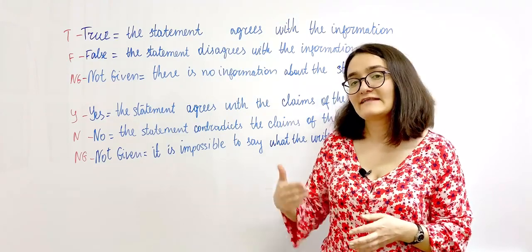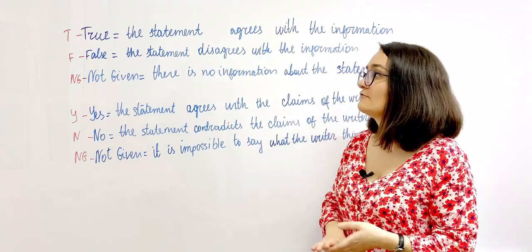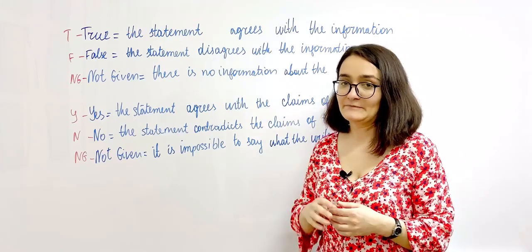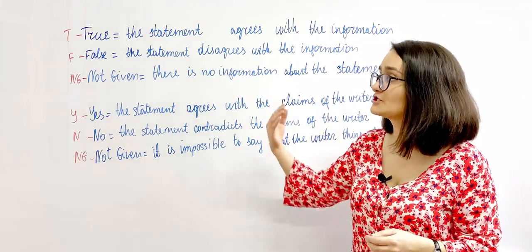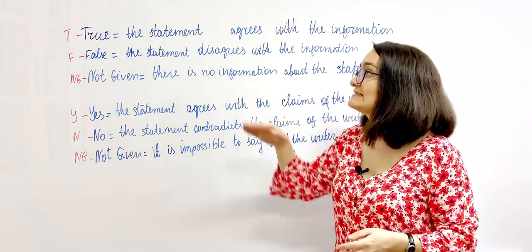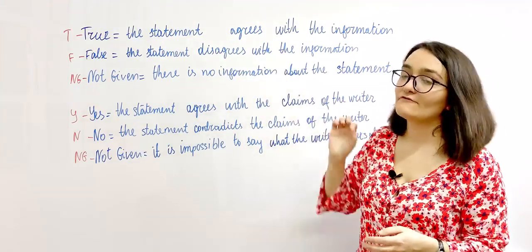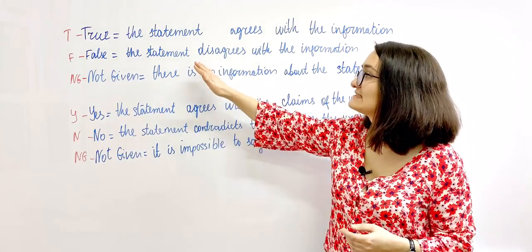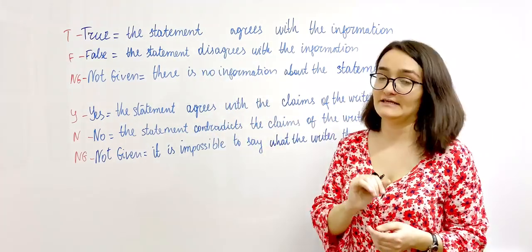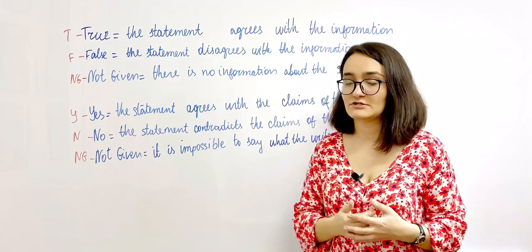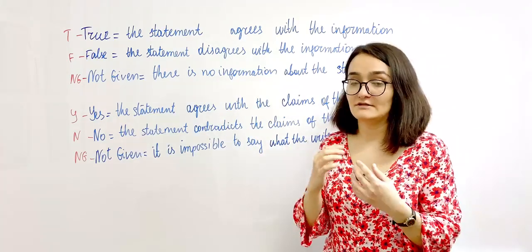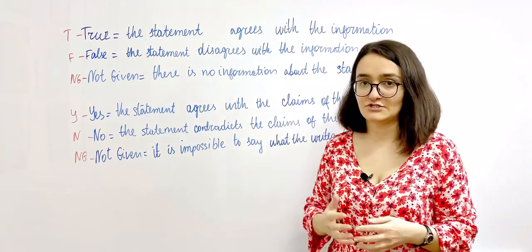So now, at the beginning, let me explain what true, false, not given, yes, no, not given mean. True means the statement agrees with the information. False means the statement disagrees with the information given in the passage. Not given means there is no information about the statement in the passage.